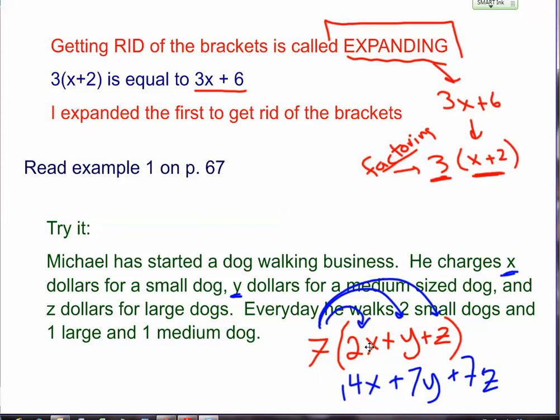So then I said, how much money would he make in 7 days? So we put brackets around it, and we had to distribute our 7 to the 2x. 7 times 2x is 14x. Plus 7 groups of the Y money, plus 7 groups of the Z money.